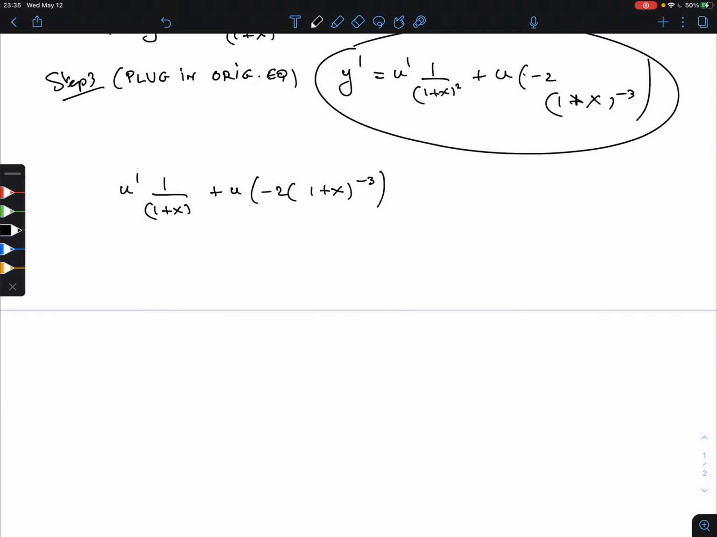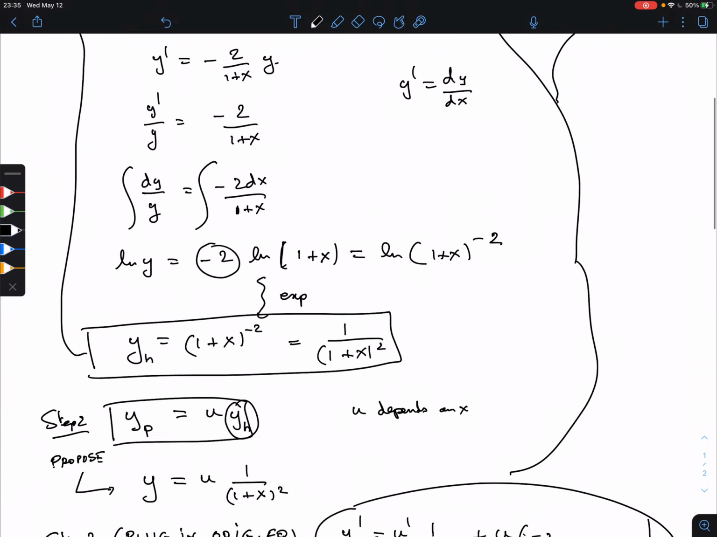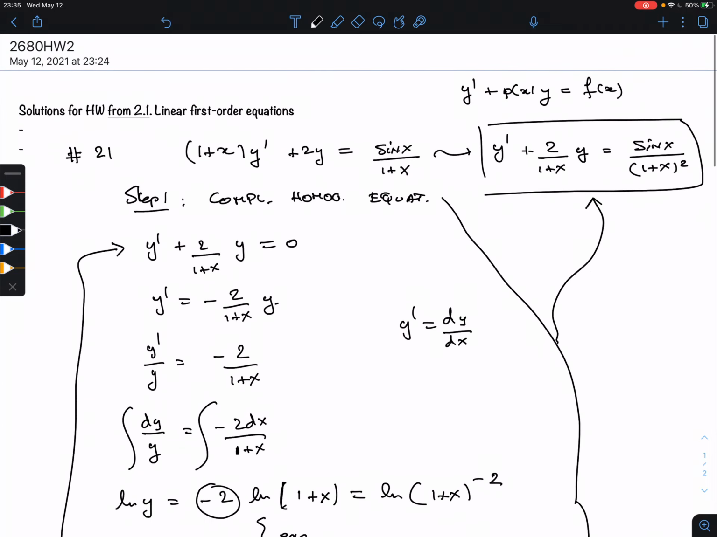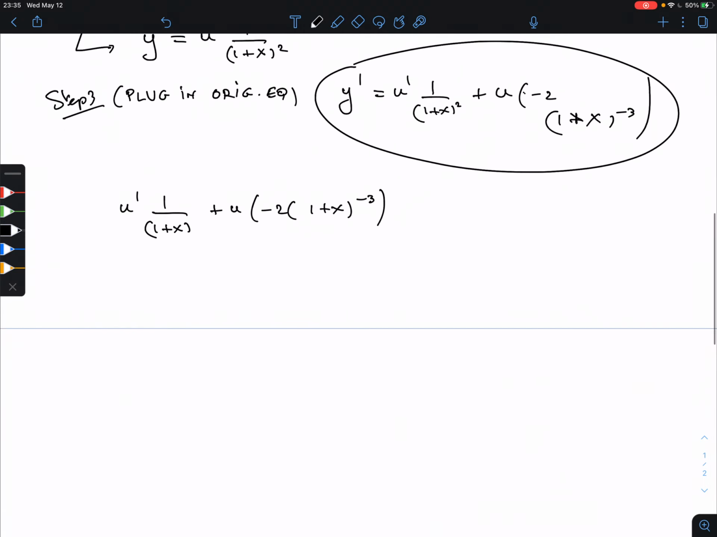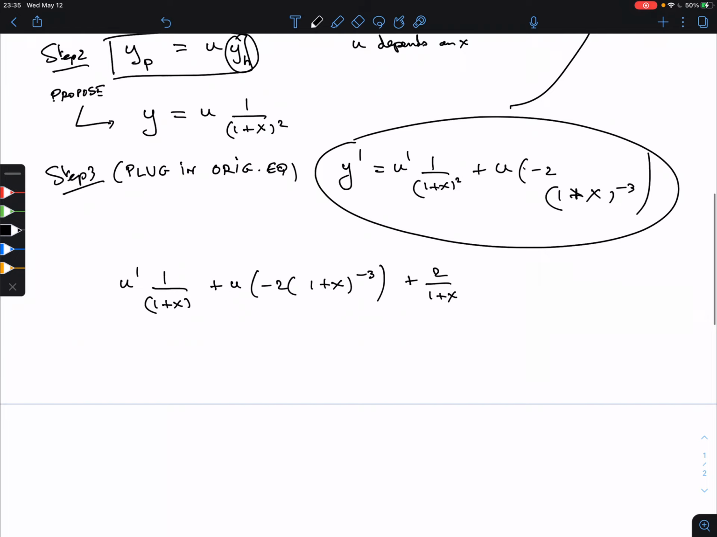Okay, so this is y prime, and then we have to add the next term, 2 plus 2, 1 plus x times y. That was u over 1 plus x squared.